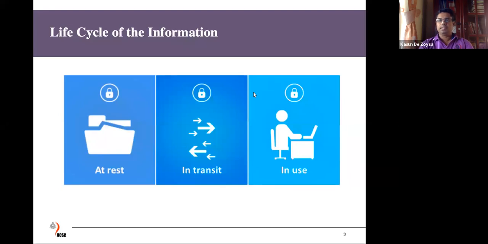In principle, when you use information, our information is in three stages. We call them information at rest, in transit, and in use. Usually when you work with emails, our emails stay in all three stages. Emails are stored in the server, and perhaps in our machine, so we need to protect them. Then email transfers from our machine to someone else's machine, so email needs to be protected in transit. Similarly, email should be protected in use.